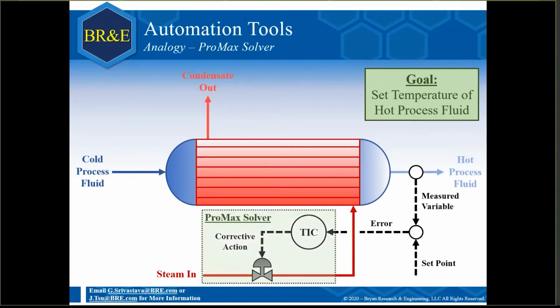This is a lot like how a ProMax solver works. It takes an error function, and then it just adjusts some sort of corrective action until the error reaches 0. The main difference between a ProMax solver and a PI controller, for example, is that it can use a lot more advanced algorithms to get to your target very quickly because it doesn't have to worry a lot about the system dynamics.